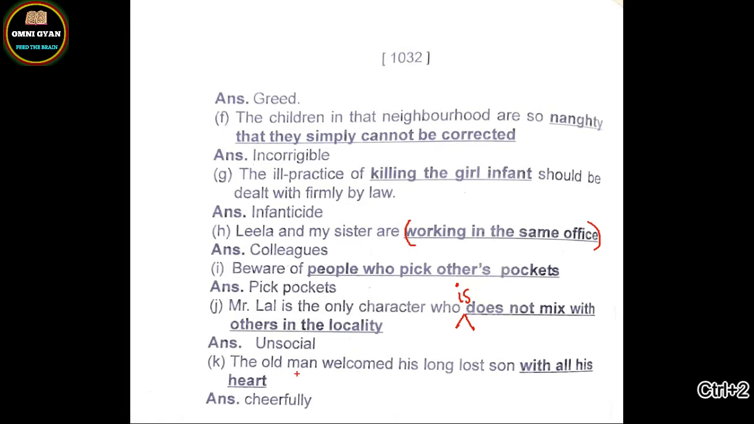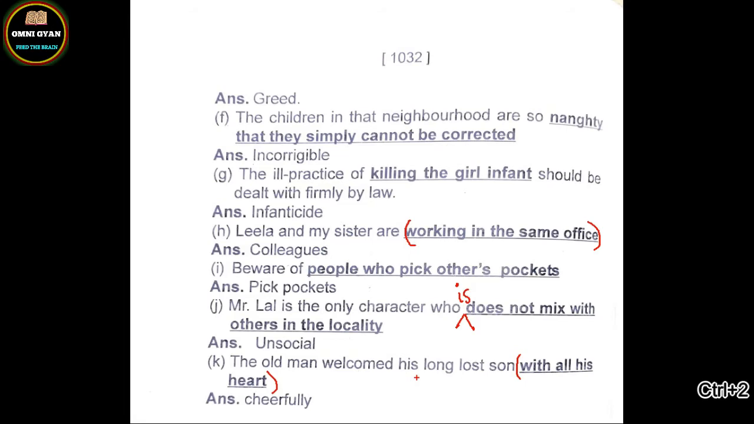The old man welcomed his long lost son with all his heart. With all his heart can also be heartily, but the most appropriate is cheerfully. The old man welcomed his long lost son cheerfully. Okay, one word, cheerfully. So you'll have to write it in a sentence.